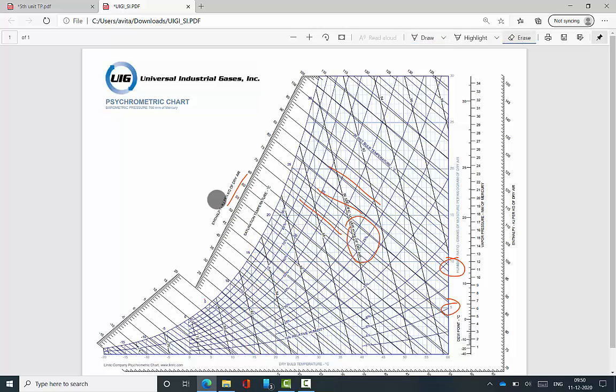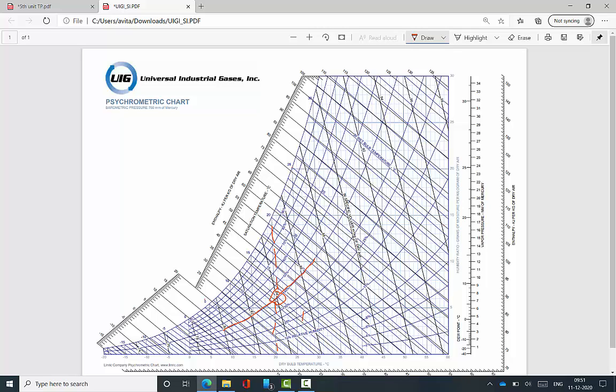One by one, I explain my rough work and also the chart. First you locate the first point: from 20 degrees Celsius, extend a vertical line, and take the 40% relative humidity line. Both lines intersect at a particular point. It's called the first point. 20 degrees Celsius and 40% relative humidity, called the first point, is the condition of primary air.